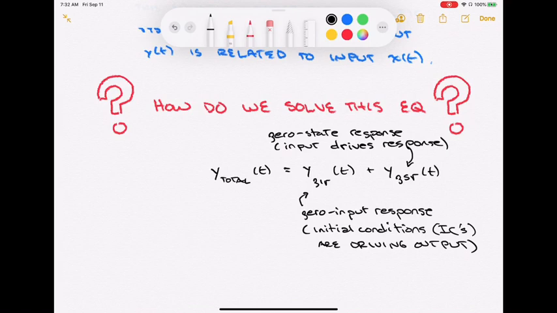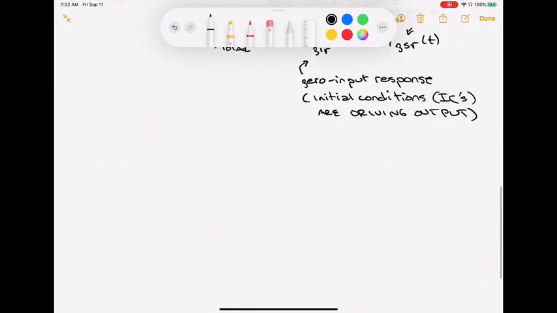Those are the only two different ways to get an output out of the system. Because it's linear, we can deal with each one of those separately. Let's just summarize that really quickly. Y zero input response of t is the response to initial conditions when the input x of t equals 0.